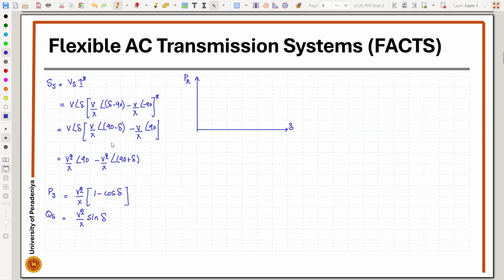Can you raise your hand if you have followed the derivation up to now?